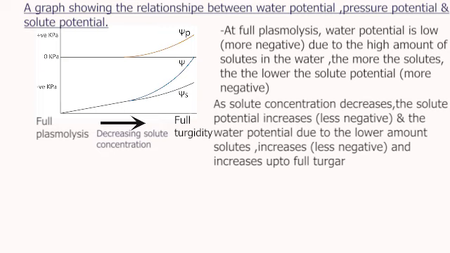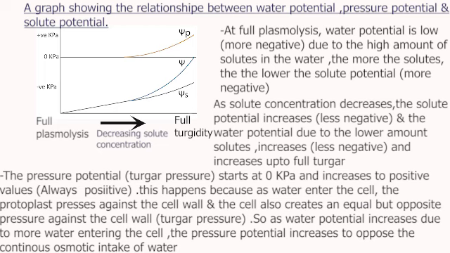I'm not telling you guys to copy exactly what I've written here because this is just my summary of the graph so that you guys can get the point of this whole graph. The pressure potential starts from 0 and increases to more positive values. This pressure potential can also be called turgor pressure, and it starts from 0 because as water enters the cell, it causes the protoplast to exert a pressure on the cell wall, and the cell wall also creates an equal and opposite pressure against the protoplast, and that is where the turgor pressure, or our pressure potential, comes in. So as the water potential increases due to more water entering the cell, the pressure potential also increases to oppose the continuous intake of water. So at full turgor, water potential is 0 and the solute potential is equal to the pressure potential.